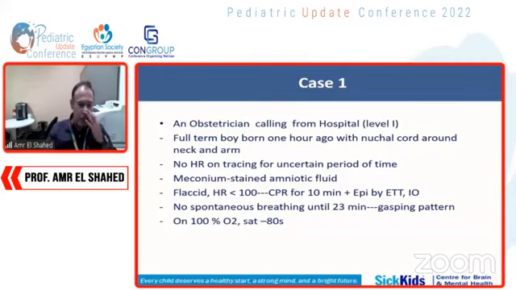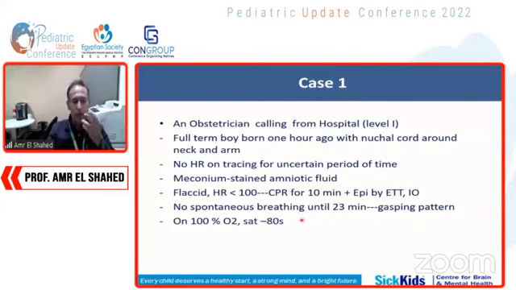So the first case is a call that came to us from an obstetrician at a hospital level 1 nursery about a full-term baby who was born 1 hour ago with a nuchal cord around the neck. There was no heart rate tracing in the prenatal recording for an uncertain period of time. The patient was delivered with meconium-stained amniotic fluid. He was flaccid, with heart rate less than 100, so he received chest compressions for 10 minutes. Epinephrine was also given by ETT, and an intraosseous line was established.